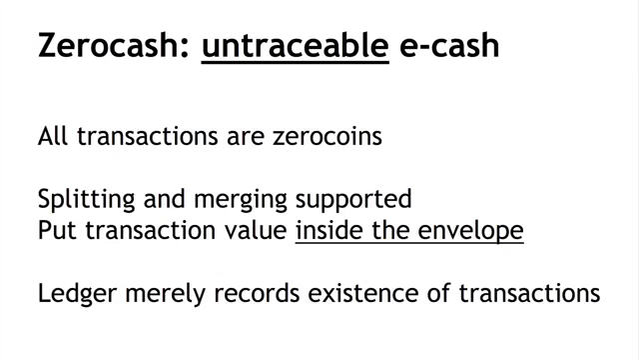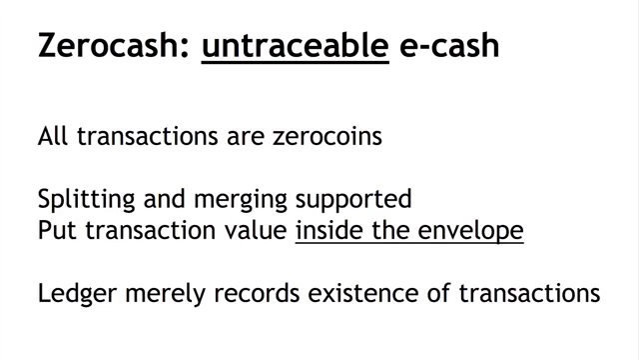The claim is that you can run all of these transactions inside these envelopes, and what I mean by that is the following. All transactions are 0 coins, and so zero cash becomes untraceable in a sense because there is no base coin. And the reason for that is that splitting and merging of coins are also transactions that are supported in Zero Cash itself without going to base coin.